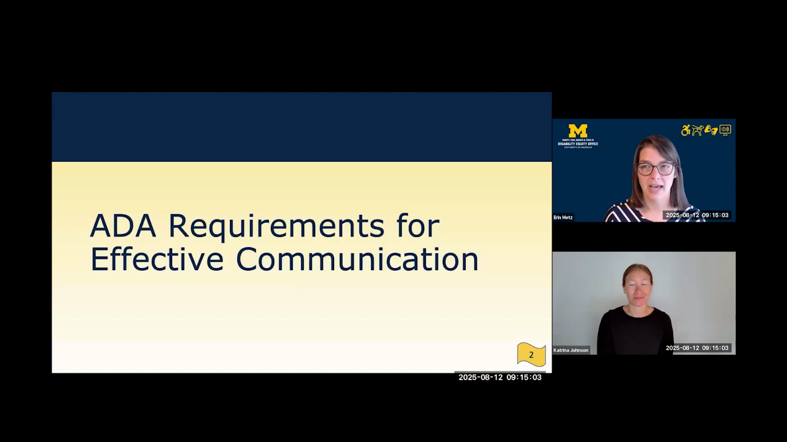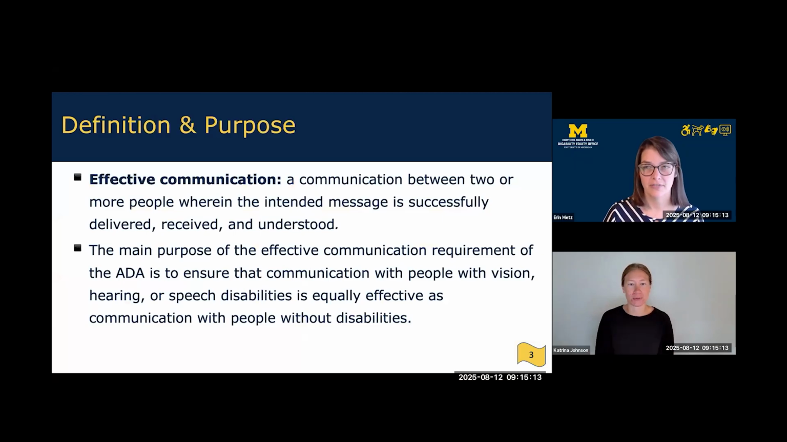As we want to keep our focus on how to help facilitate effective communication, we will very briefly discuss the ADA's requirements for effective communication. The definition of effective communication is fairly simple. It's a communication between two or more people wherein the intended message is successfully delivered, received, and understood. The main purpose of the effective communication requirement of the ADA is to ensure that communication with people with vision, hearing, or speech disabilities is as equally effective as communication with people without disabilities.